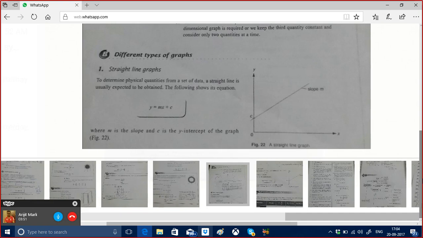Actually, the first one is your straight line graph. If an object is at rest and starts to move with constant acceleration, then the graph of the velocity of that object will be a straight line. And the general equation of a straight line is y equals mx plus c.